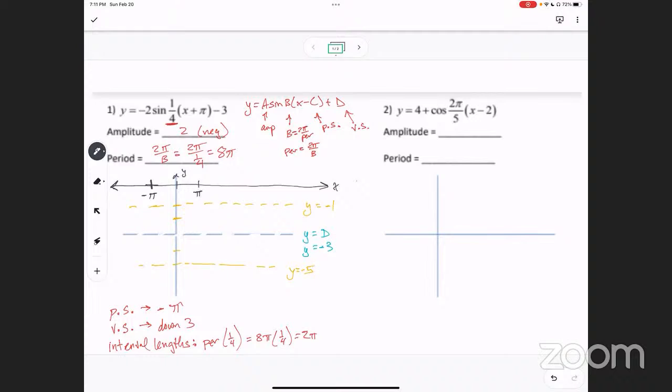Count 2 pi over again. That puts me at 3 pi. Count 2 pi over again. That puts me at 5 pi. And count 2 pi over again. That puts me at 7 pi.